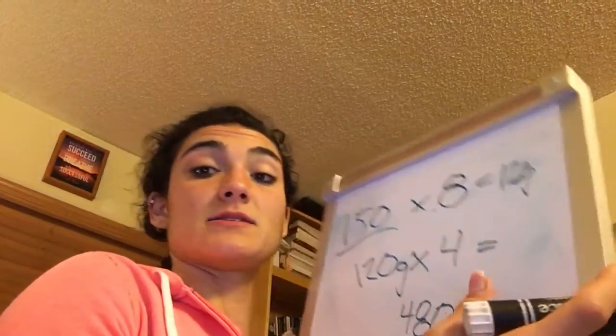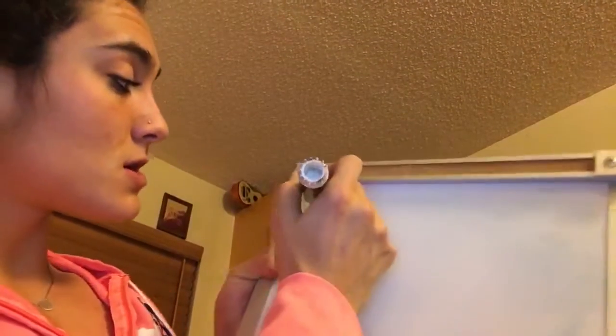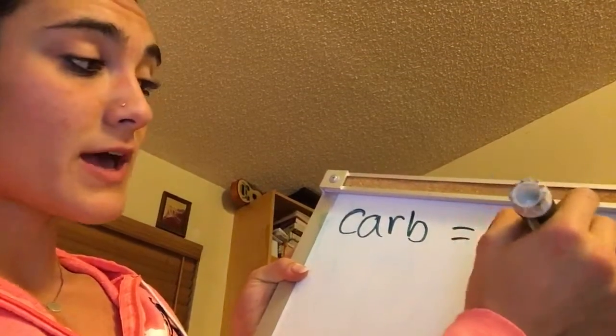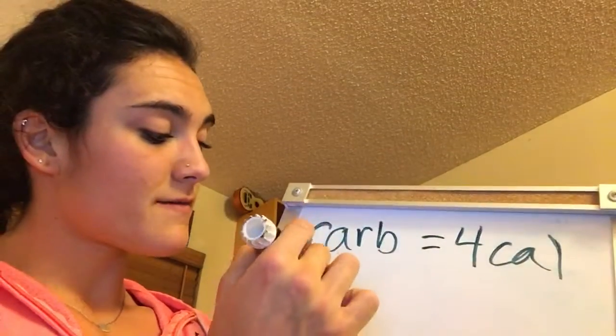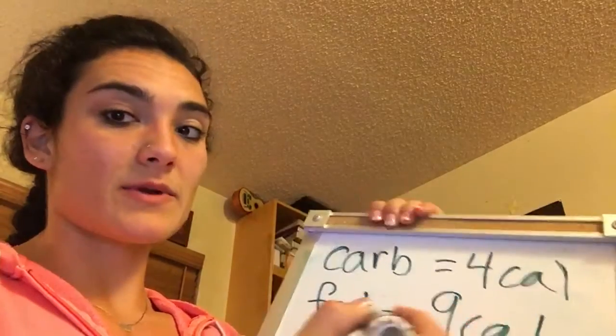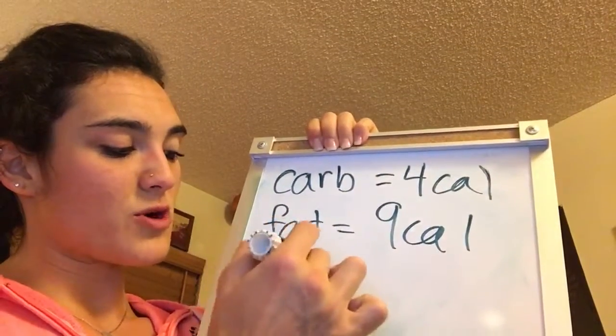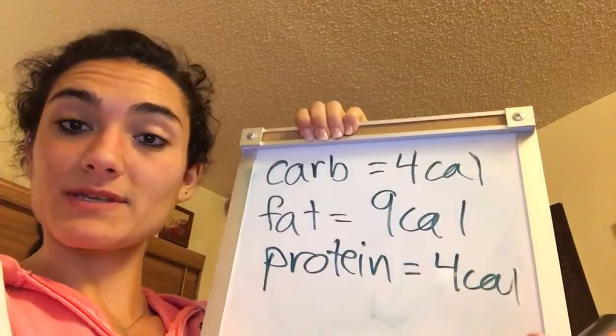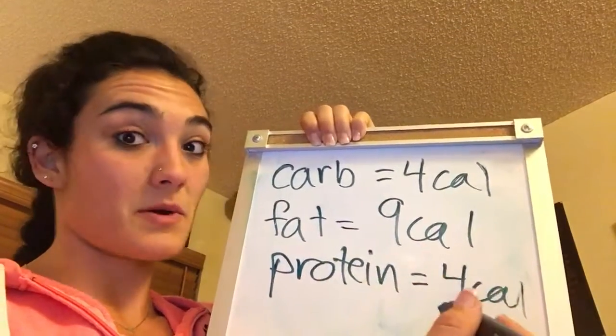And that is your calories from all your macros. So your protein, your fat, and your carbs. Remember, real quick, do not forget this one. Carbs equals 4 calories. Fat equals 9 calories. And protein equals 4 calories. Okay? That's the most one that I want you to remember.